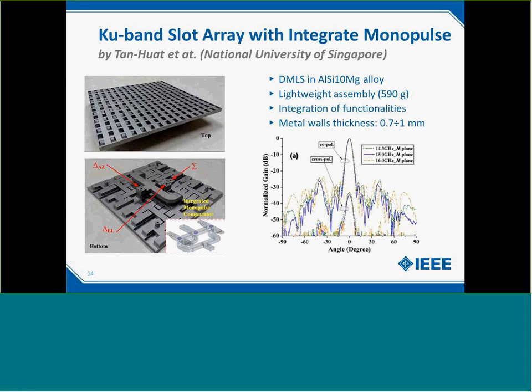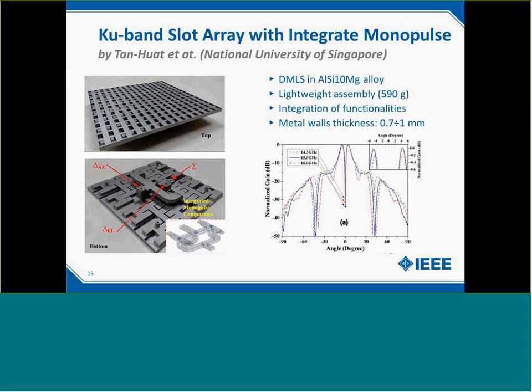The last one from the same group demonstrates the capability of the selective laser melting technology of integrating functionalities. In this case, this group has developed a slot array, shown here, with an integrated monopulse comparator in just one single metal piece. In the end, they achieved a very lightweight assembly with a weight of around 600 grams. They achieved also quite good results in terms of the radiation patterns, both for the sum mode and the delta mode, both for the azimuth and elevation angle.